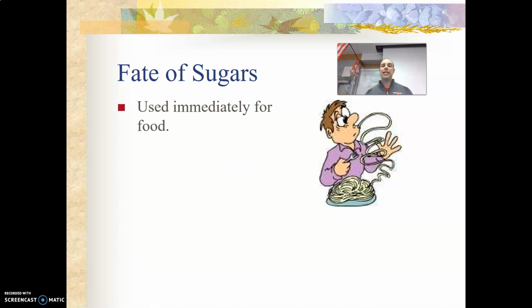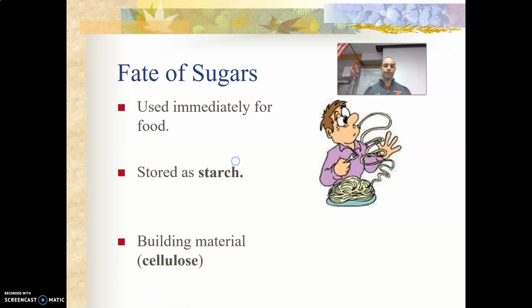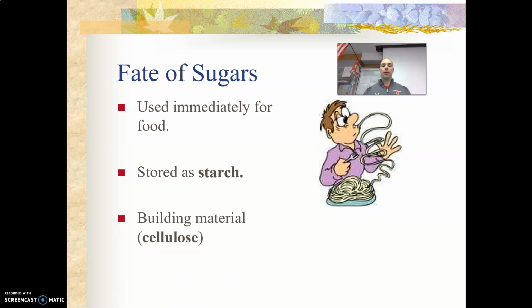Some are used immediately for food by the plant. Some are stored as starch. Some are used for the building material cellulose, which makes up the cell wall. One of our trivia questions we had the other day. So these are the 3 fates of sugar. This will be a short answer question on the test whenever we get to it. But you would state, if I said, what are the 3 fates of sugar? This is what you would tell me. All right? That's it for this set of notes.